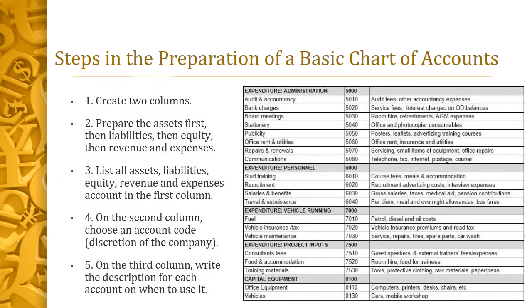And on the third column, you write the description for each account on when to use it. So in this example, let's say we use office rent and utilities to record office rent, insurance, and utilities expenses. Or probably for consultant fees, we use this account title to record expenses on the guest speakers and external trainers. So we're going to write the description for each account on the third column. More of this will be discussed in the next video.